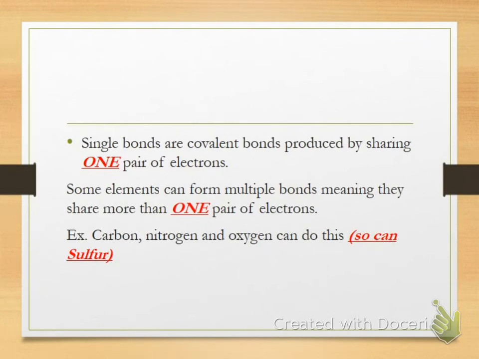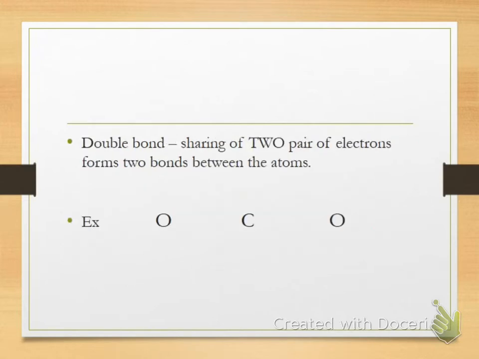Okay? So far we've shown you single bonds. Single bonds are sharing 1 pair of electrons, or 2 total. Some elements can actually form multiple bonds. And the ones that are the most common to do that, because they share more than 1 pair, are carbon, nitrogen, oxygen, and sulfur has that ability as well. So those are the most common ones that can form double bonds. A double bond is sharing 2 pair of electrons, and so it actually forms 2 bonds.